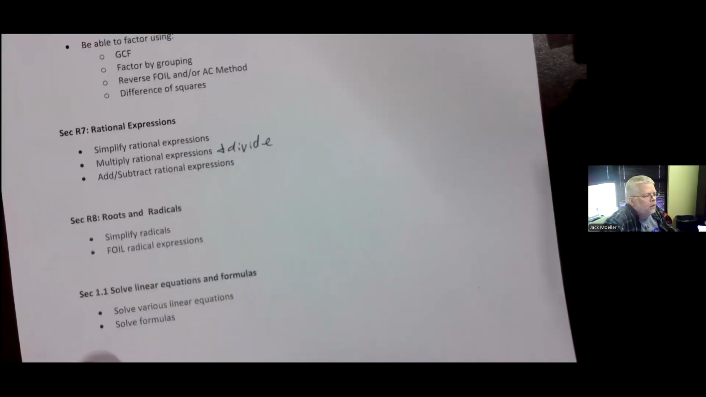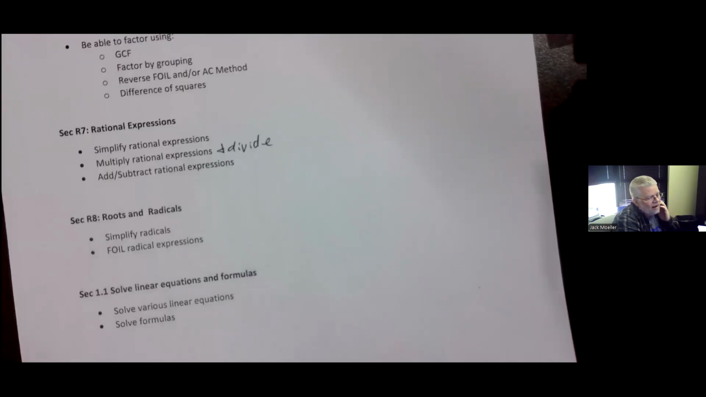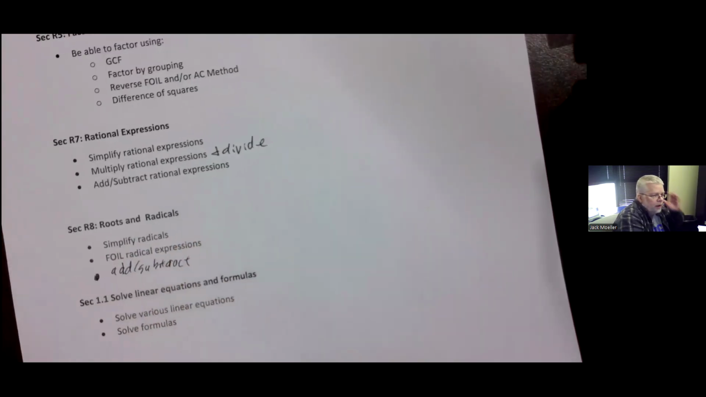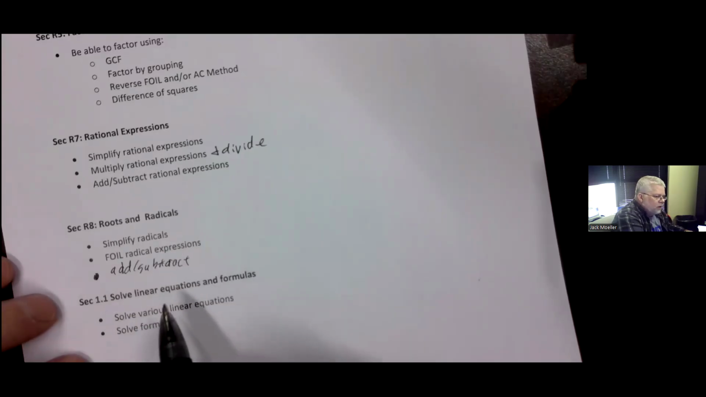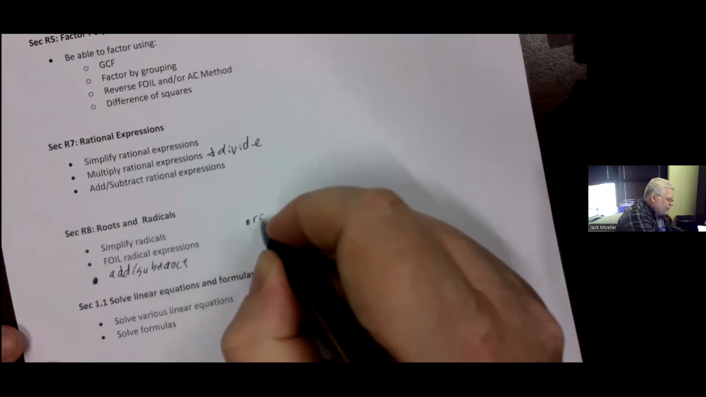Real quick, let's look at our objectives for today. Simplifying radicals is what we're going to spend most of our time on. Foiling radical expressions, and again, I use FOIL and multiply interchangeably. I've left off add and subtract, but of course we're going to add and subtract these radical expressions today. Those last two are more of the pre-calculus sort of stuff. And then, rationalizing denominators.